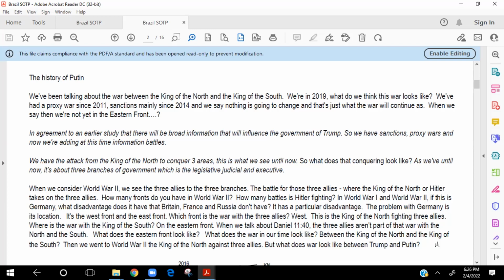It has a particular disadvantage. The problem with Germany is its location. It's the West Front and the East Front. Which front is the war with the 3 allies? West. This is the King of the North fighting 3 allies. Where is the war with the King of the South? On the Eastern Front. When we talk about Daniel 11:40, the 3 allies aren't just part of that war with the North and the South.